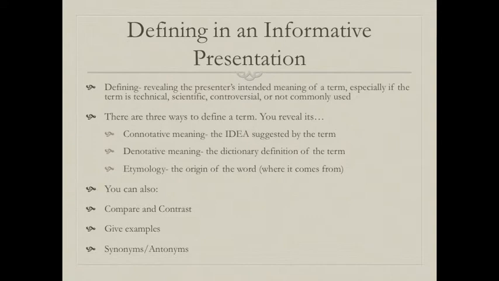This is especially important if the term is technical, not used very often, or if it's scientific, so if it's jargon. There are three ways that you can define your term. You can give the connotative meaning, the denotative meaning, or its etymology. You can also compare and contrast things, give examples of them, or use synonyms or antonyms. These are all ways to clear up the meaning of a term you're using.